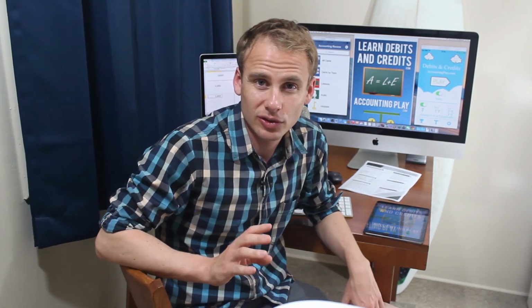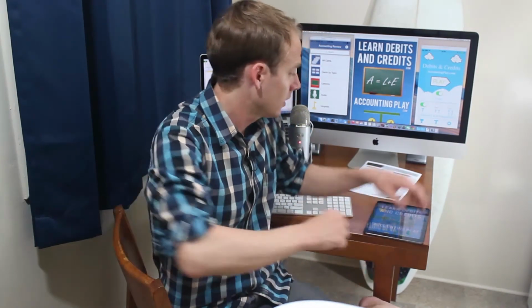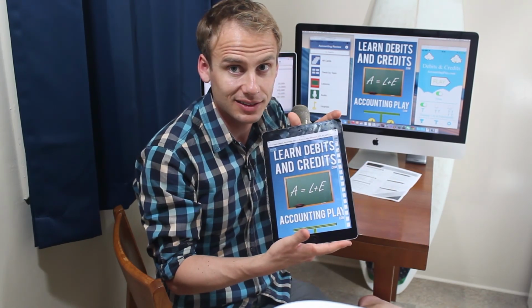Now, retained earnings is affected by the income statement. Those are the keys. Equity, increase with the credit, decrease with the debit. Make sure you go through all the exercises.